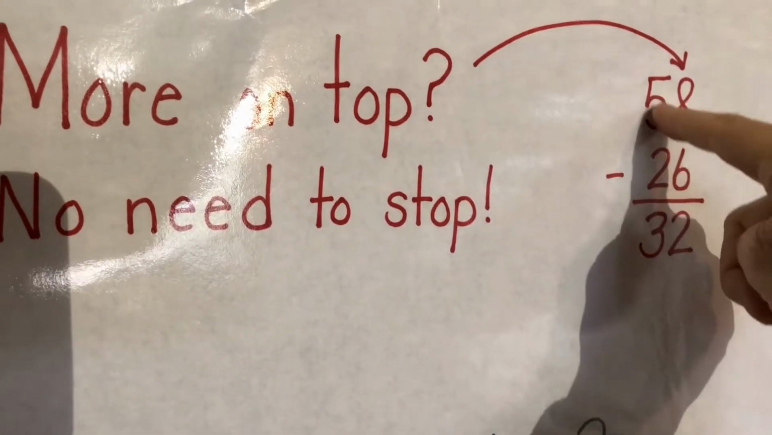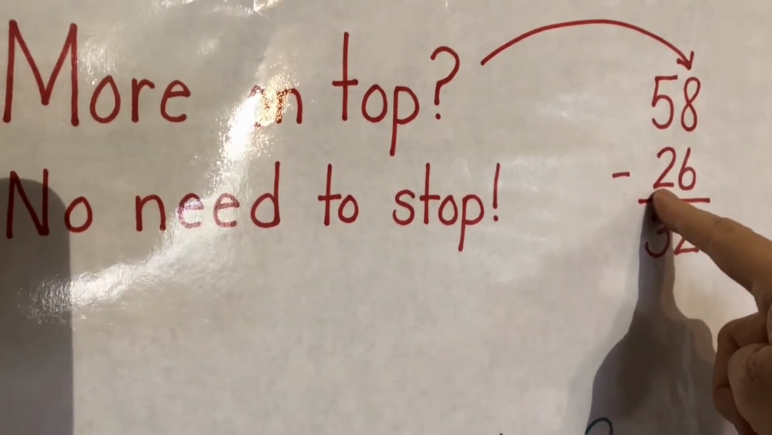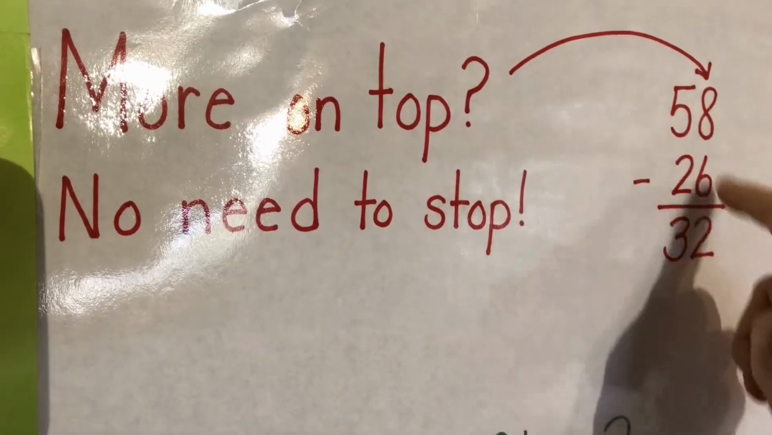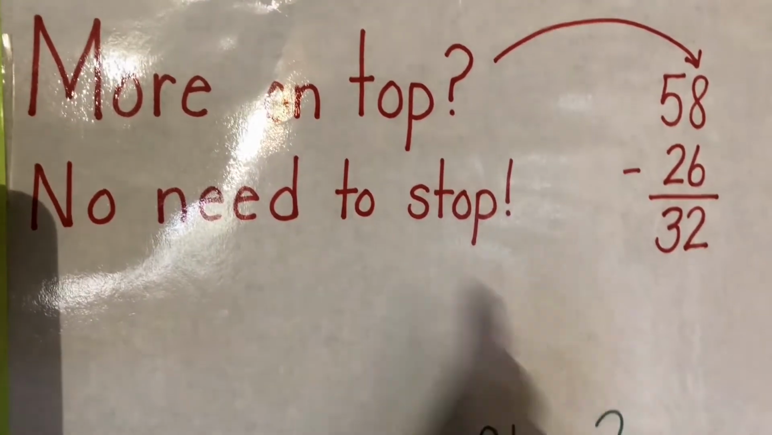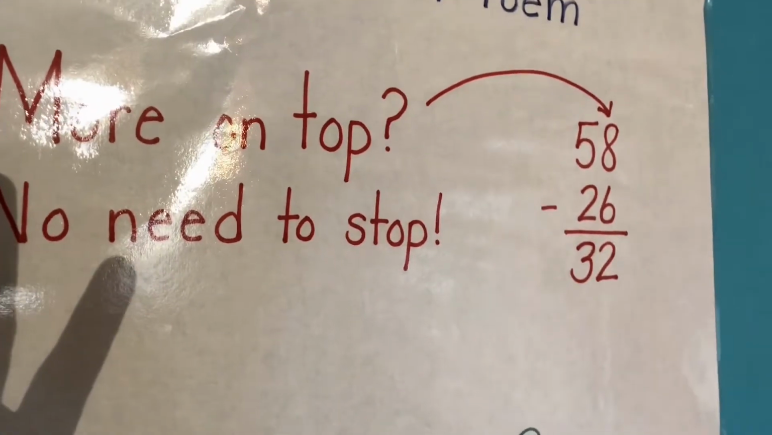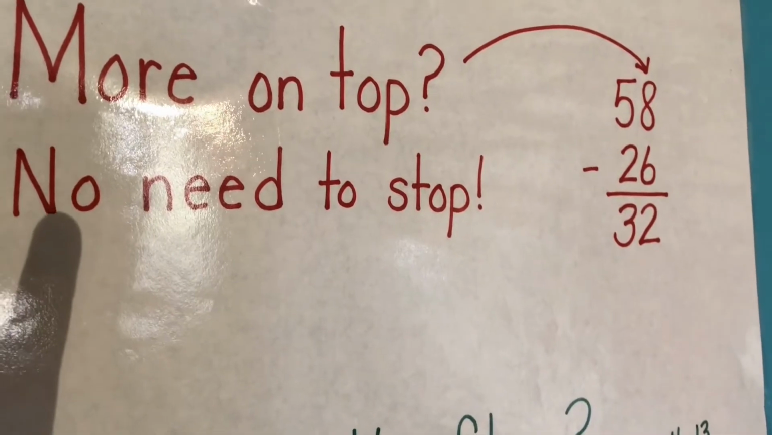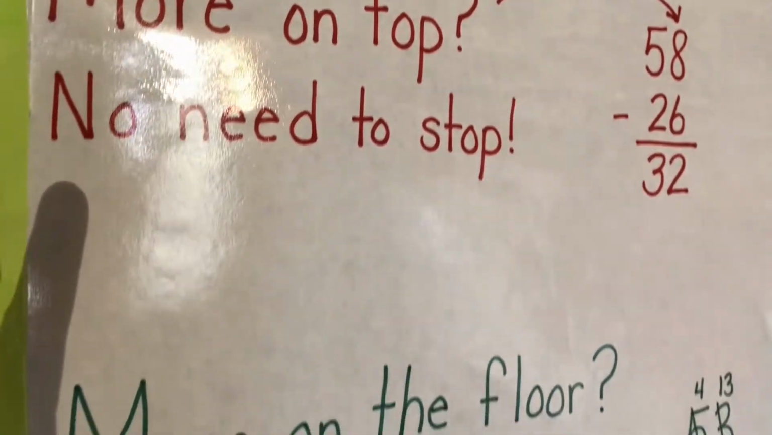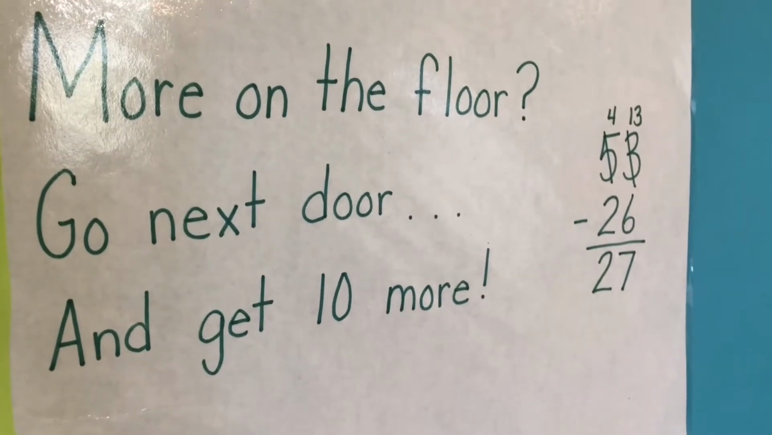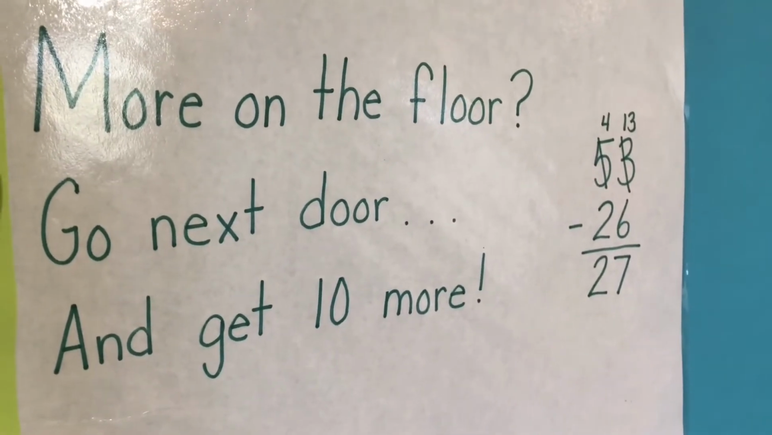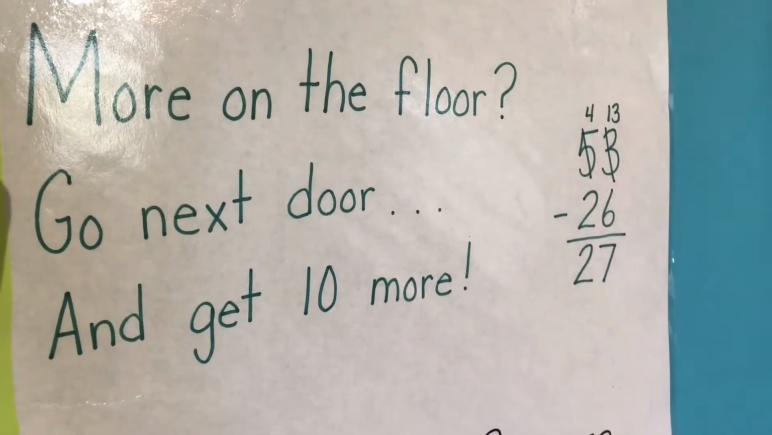Now we're going to look next door at the tens. More on the top or more on the floor? You're right, more on the top, no need to stop. 5 minus 2 equals 3. Now that's the kind of math that you did in first grade, and that was really easy, but you're in second grade and you're learning so much more. So now we're going to go to this kind when there's more on the floor. We can't just subtract from the bottom and go up, or else we would get a totally wrong answer.